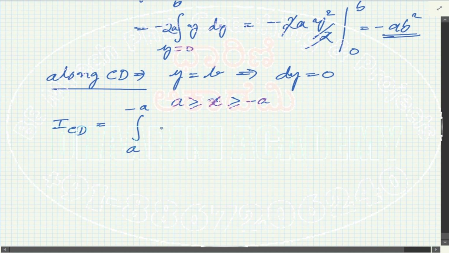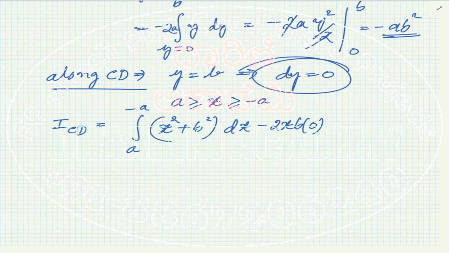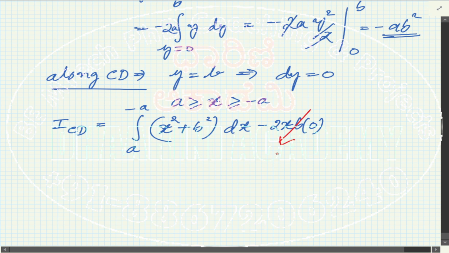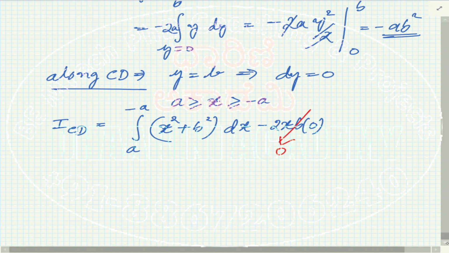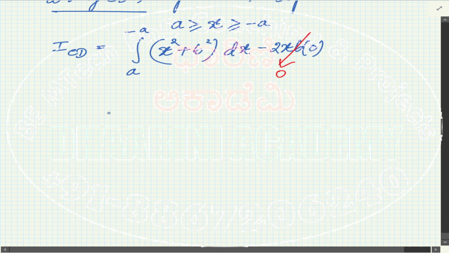Then I will substitute this. X remains as it is, x square. Y becomes b square, and there is a dx coming into picture. So this is x square plus b square dx, minus 2 times x into y, which is b, into dy. dy is 0, as you can see. So I understand that in this case, this is going to be 0. I don't have to write that actually. Okay, let's move on. Now this is equal to, simply I need to perform x square plus b square dx integrated from a to minus a.